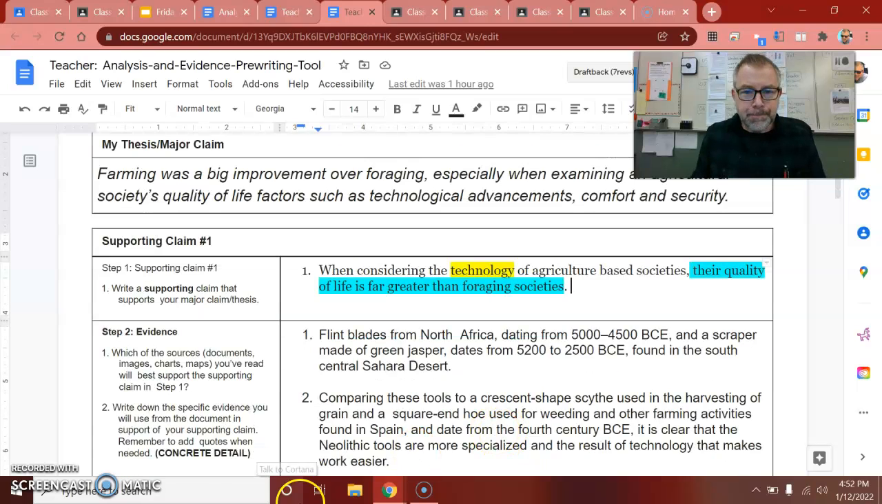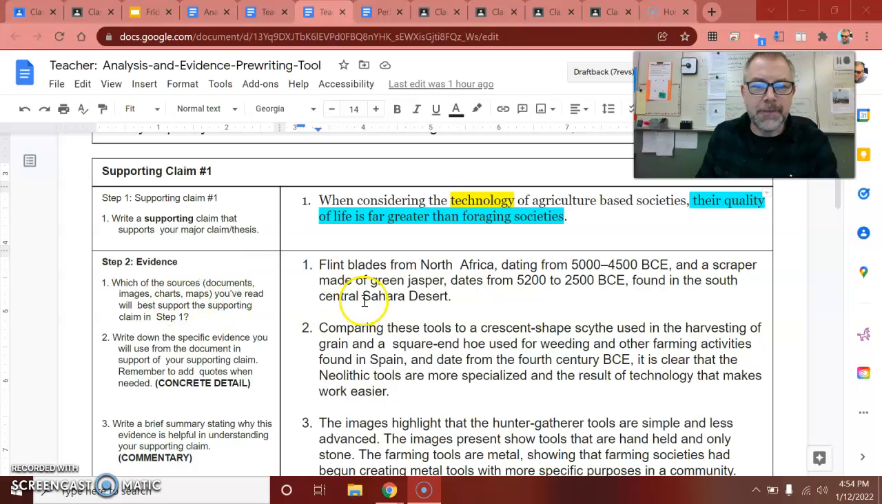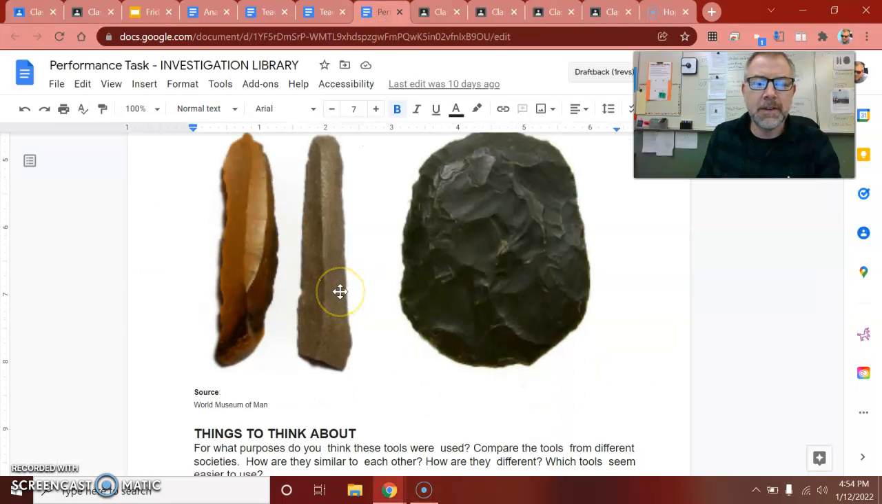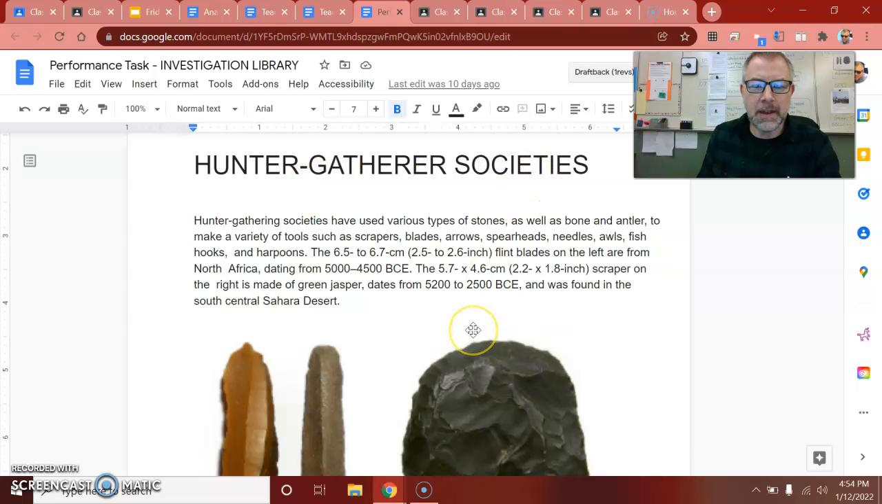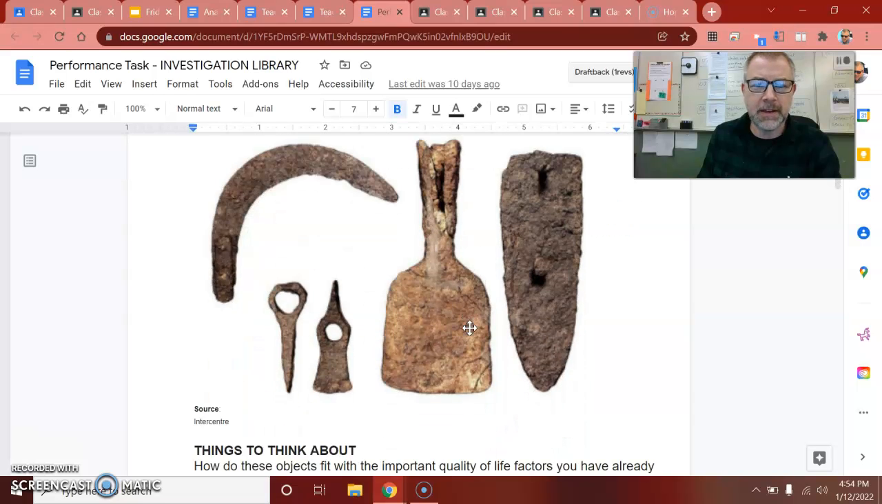Now, to show this, I want to look at those Flint Blades. To show this, I am going to look at the Flint Blades and compare those to the other items that were found in Spain, which were metal tools used for harvesting and weeding. Let's take another peek at those. So the flint pieces of the hunter-gatherer societies versus the tools from an agricultural society.